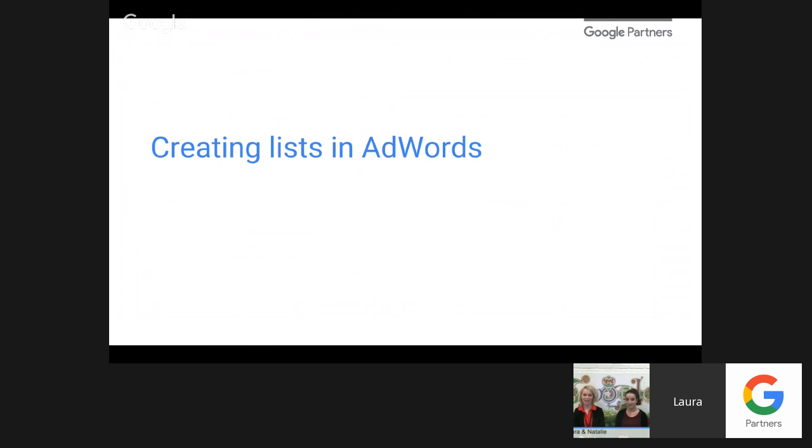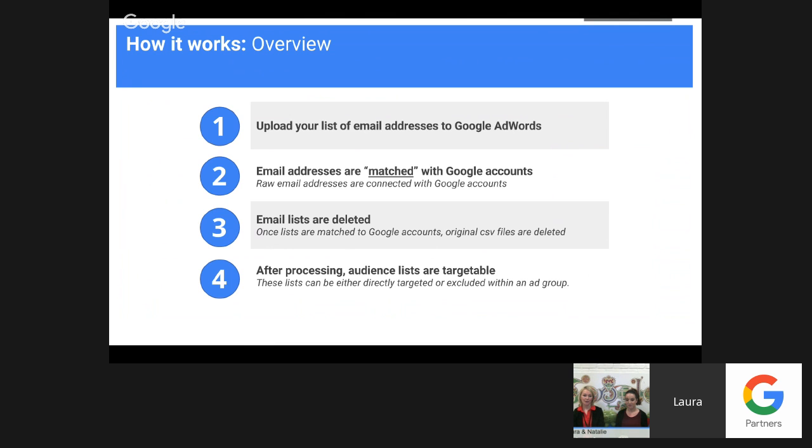Great, thanks Natalie. Some really interesting ideas there. So we're just going to go through exactly how it works, both in the account and from Google's point of view. So actually creating lists. So from Google's point of view, this is how it works. So first of all, your lists are uploaded into your AdWords accounts. Once they're uploaded, those are matched with existing Google accounts. So regardless of whether that's at gmail.com or using a different platform, if it's matched to a Google account, you can target it. So thirdly then, this is an important point.